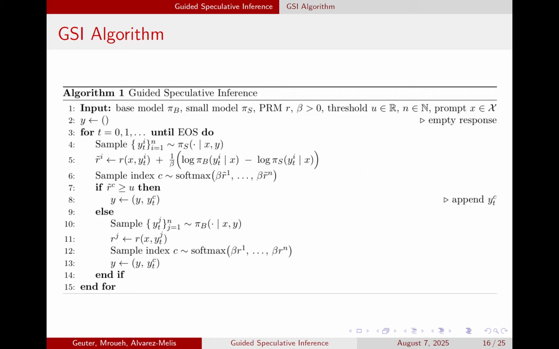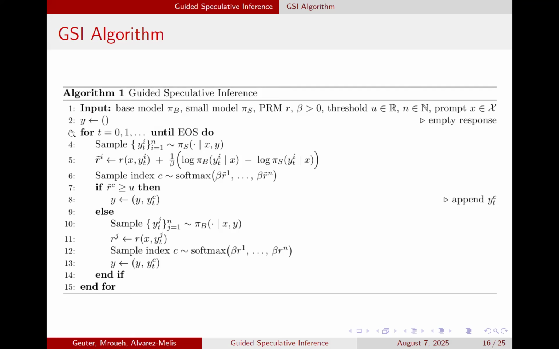Yeah, so I'll go through it. So again, we're given the base model pi b, the speculative model pi s, our process reward model r, this temperature beta, which is larger than 0, also a threshold u, which I'll get to in a second. N is the number of responses we generate in each step, and X is our prompt.